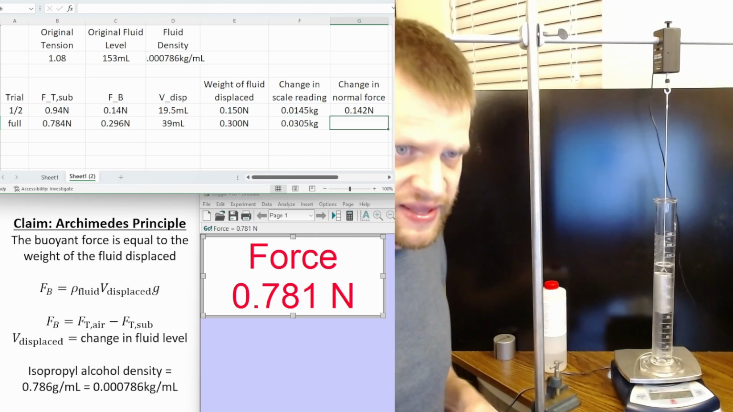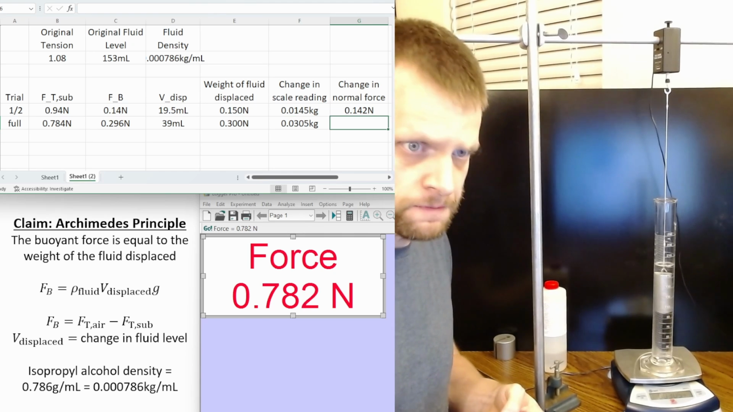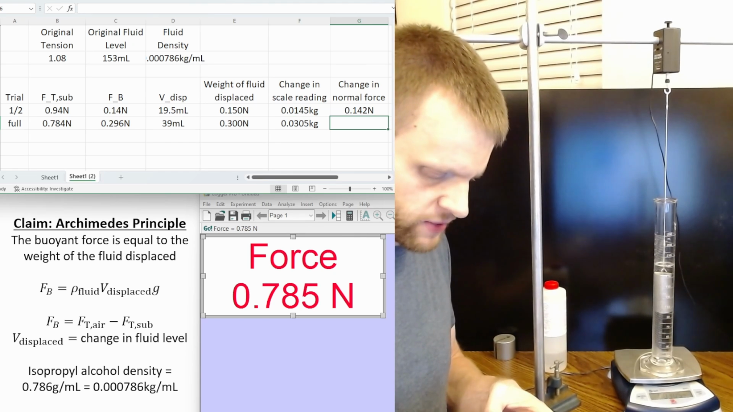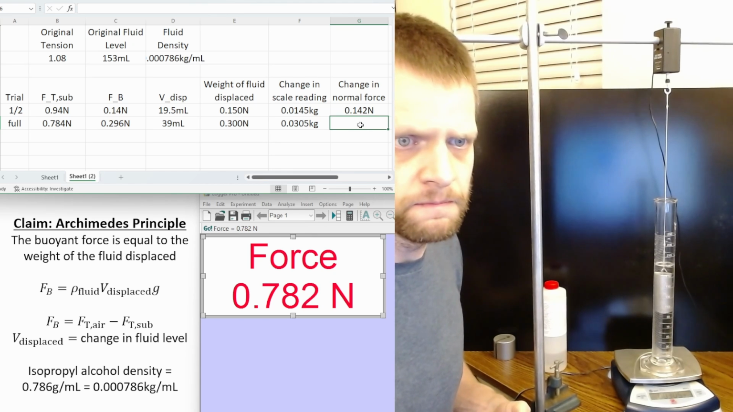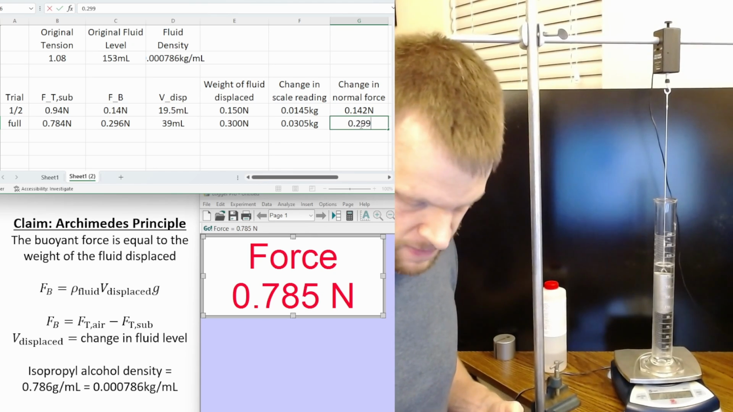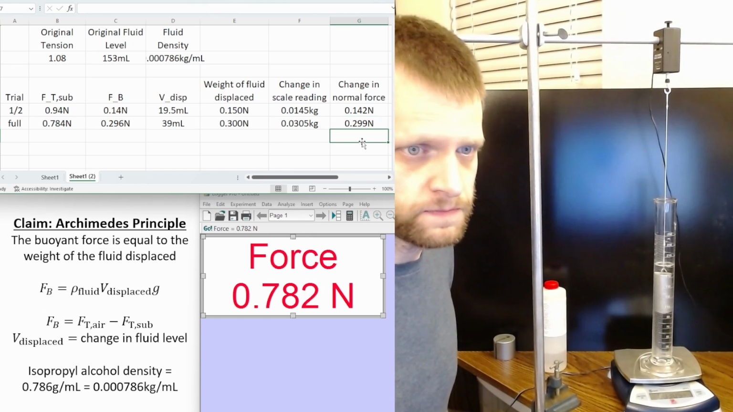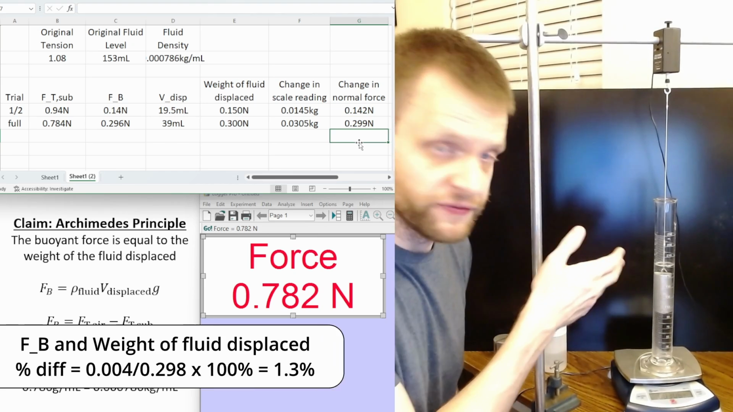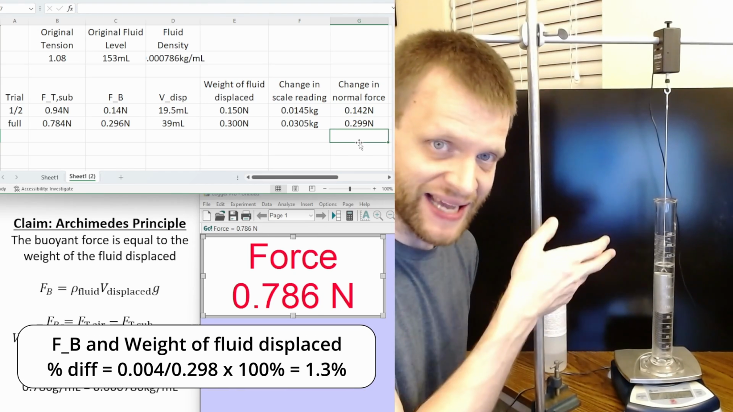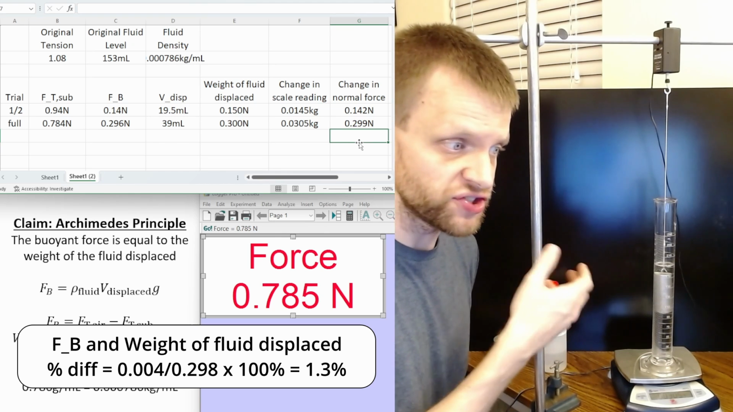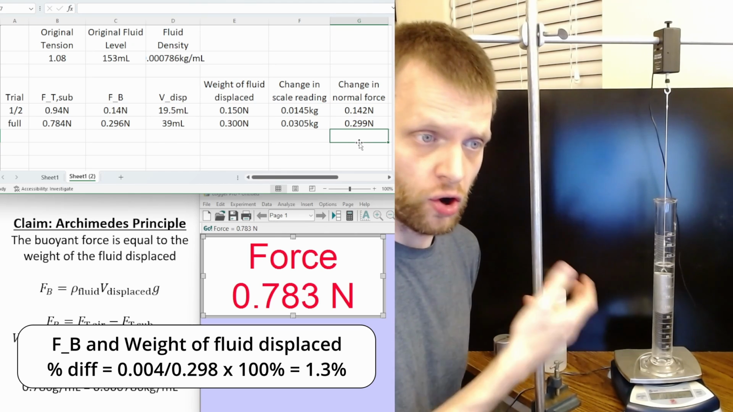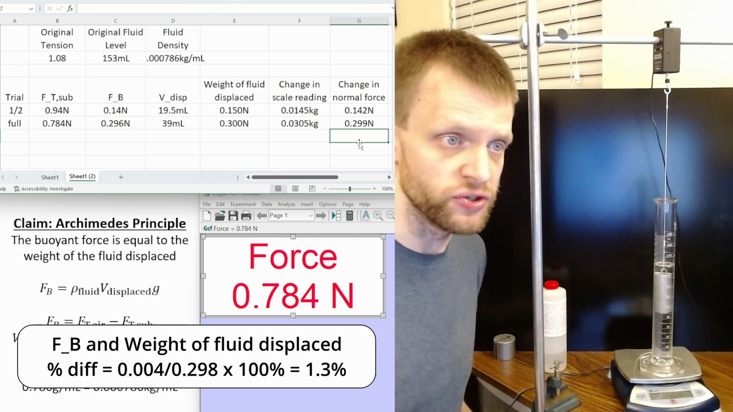And if we multiply that by 9.8, 0.0305 times 9.8, we get 0.299 newtons. So again, we've changed what fluid we're using. It has a different density, a lower density than the water, and we still seem to be satisfying all of these aspects of Archimedes' principle.